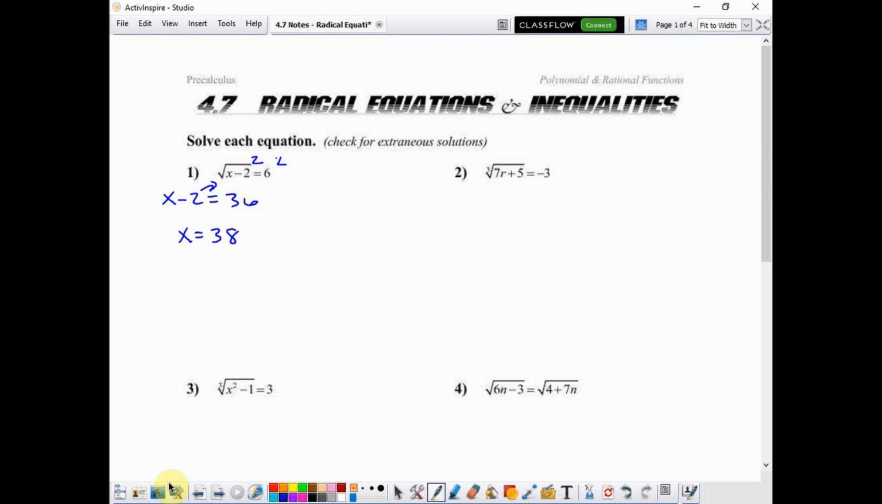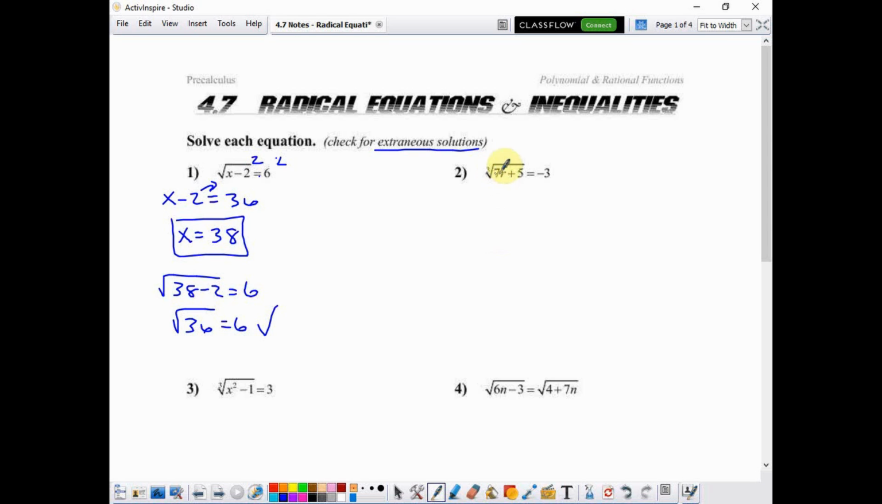And there's my solution, but I'm not really done. I need to check my equation because sometimes when I plug the solution in here, I can do all the math correctly, but it turns out it doesn't work. That's called an extraneous solution, and I have to throw that out. So 38 minus 2 under a square root equals 6. And 38 minus 2 is 36. Square root of 36 is 6. So that solution is valid.